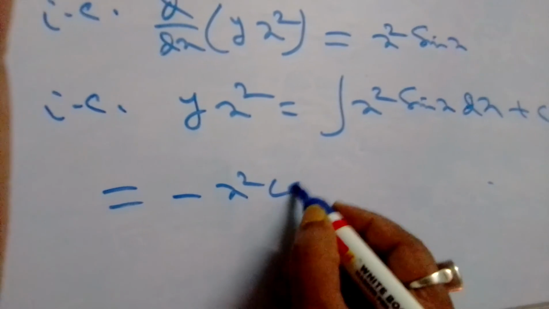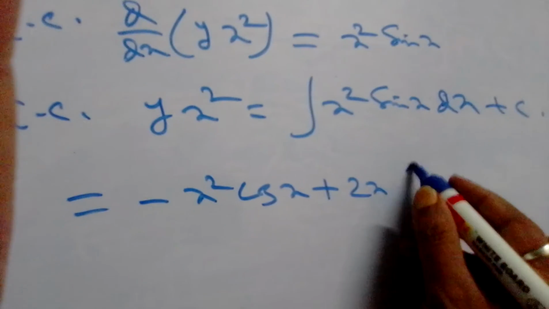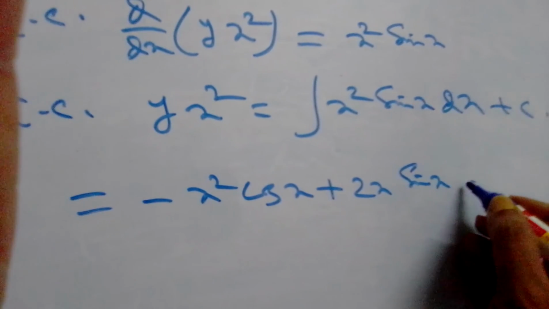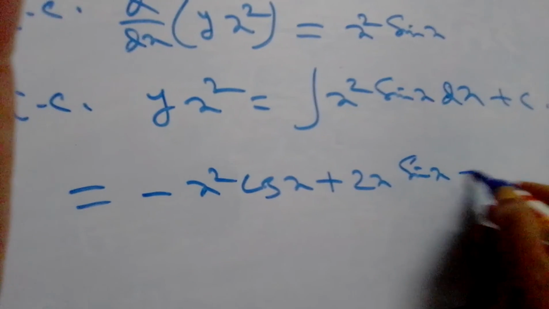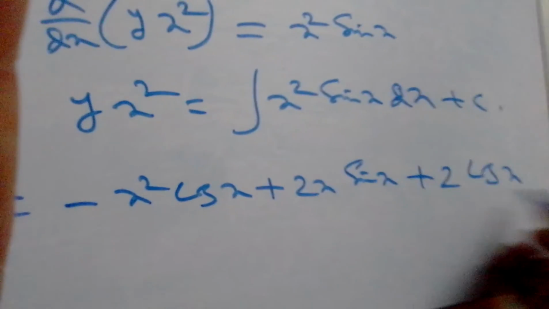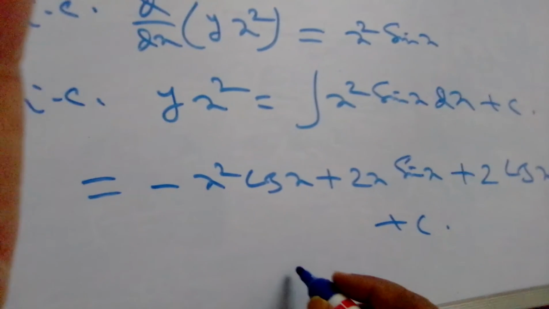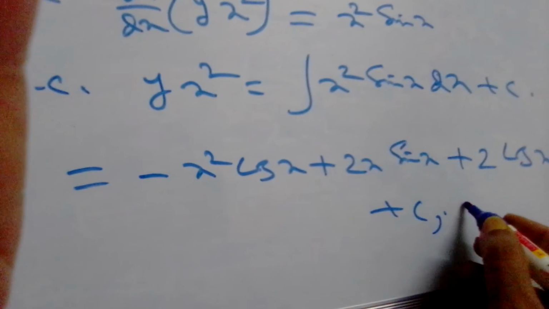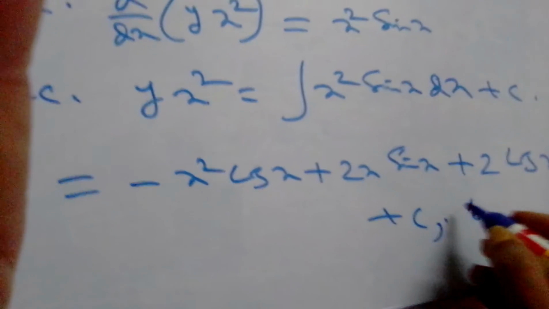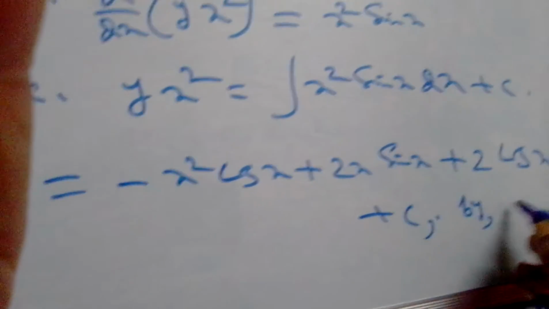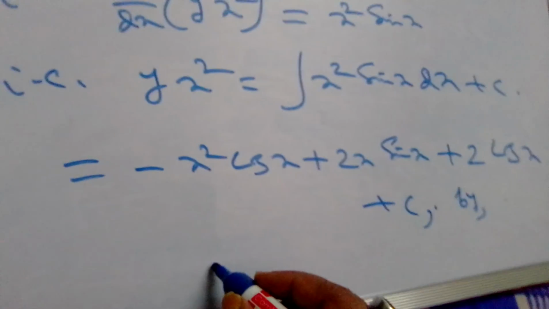And finally we are writing, after integration, minus x square cos x plus 2x sin x, and in the second step, plus 2 cos x plus c. So taking by parts here, we are executing integration by parts, that is called integrating by parts.